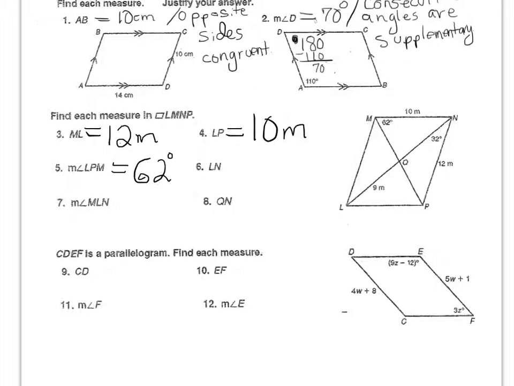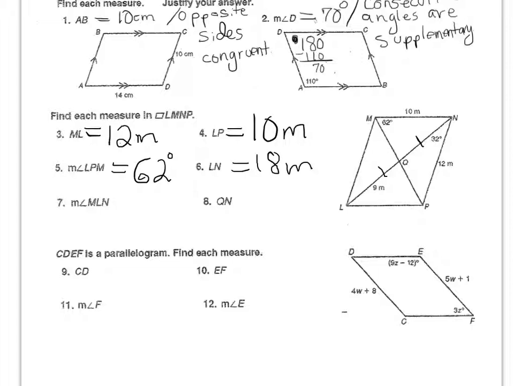Okay, number 6. LN. How much is LN? 18. How come that is equal to 18? 9 is the same as QN, right? Because diagonals bisect each other, so it's 9 plus 9, and that is 18 meters. Great. Number 7.